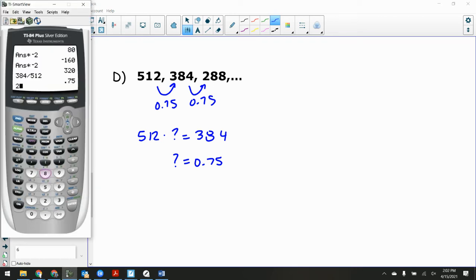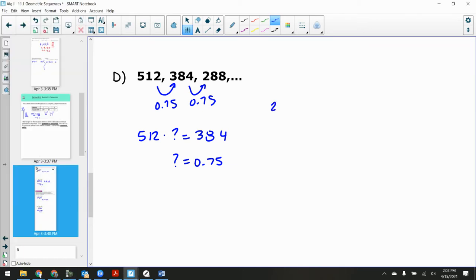So let's keep it going. I've got 288. I'm going to multiply by 0.75, multiply by 0.75, and multiply by 0.75. So that's going to get me 216, 162, and 121 and a half. Oops, not 125 and a half, 121 and a half.